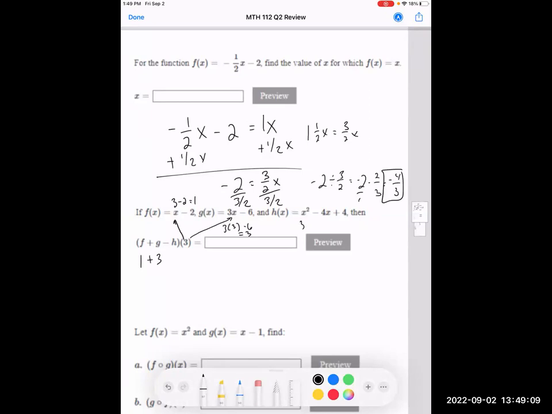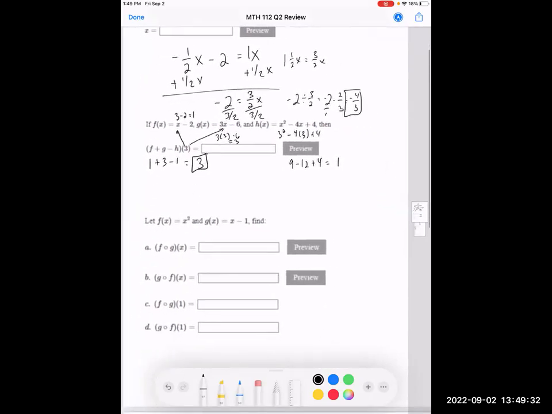And then if I put 3 into the h function, I'd have 3 squared minus 4 times 3 plus 4. So that'd be 9 minus 12 plus 4, which would give me a positive 1. So h is 1. So really the problem becomes 1 plus 3 minus 1. That's 3.